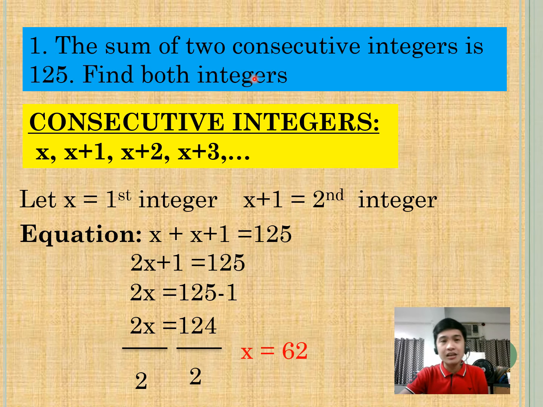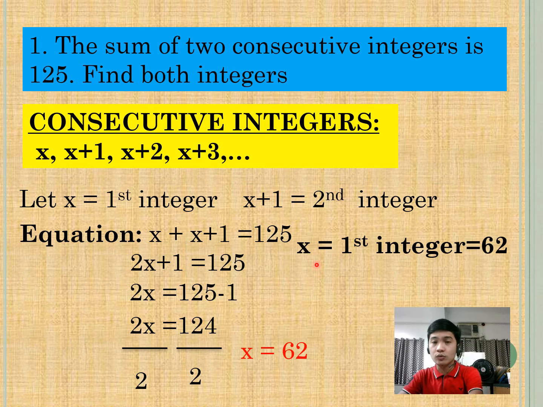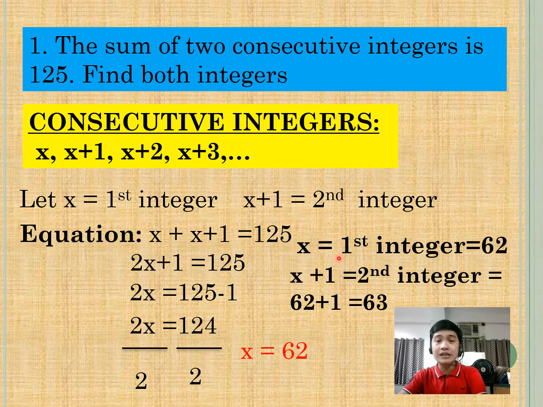The problem is asking for two integers. We need to find both integers. Yung dalawang integers na nawawala dito. Okay? Therefore, dahil ang x natin ay 62, siya ang first integer natin, which is 62. Okay? And since ang second integer natin, nirepresent ito gamit ang x plus 1, it follows that x plus 1, pag sinubstitute natin yung value ni x, that is 62 plus 1 equals 63. Therefore, our final answer for number 1 is 62 and 63.